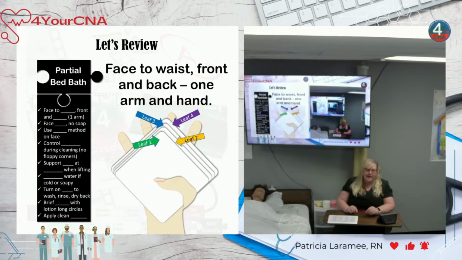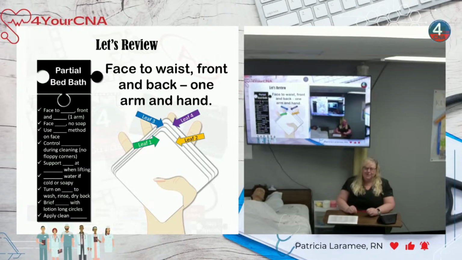But for the test, this care plan is going to tell you to wash from face to waist, front and back. One arm and hand. Should we wash the other one too while we're there for extra credit? No, care plan says one arm and hand. That's all we're doing.